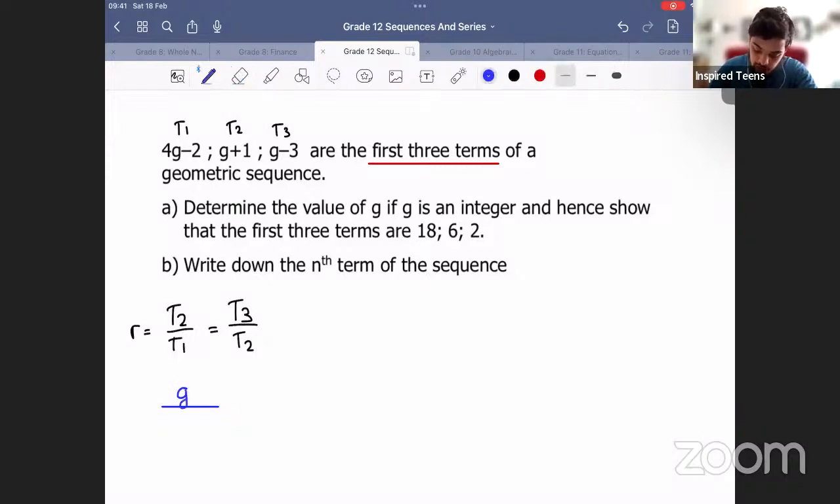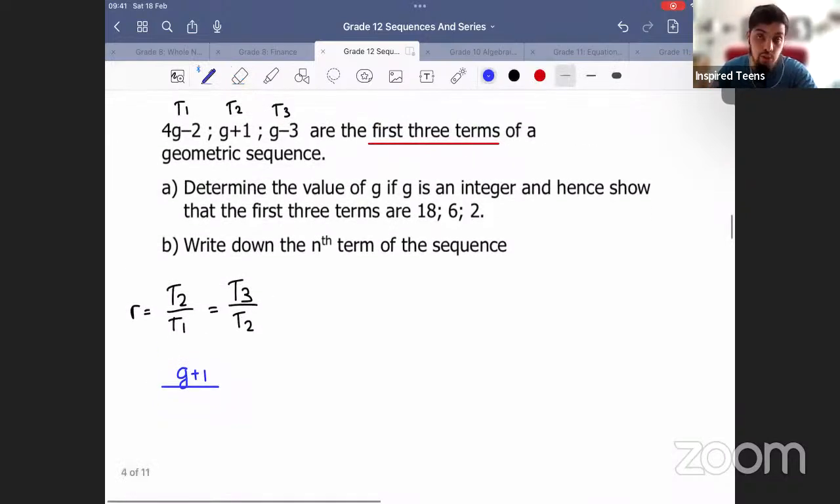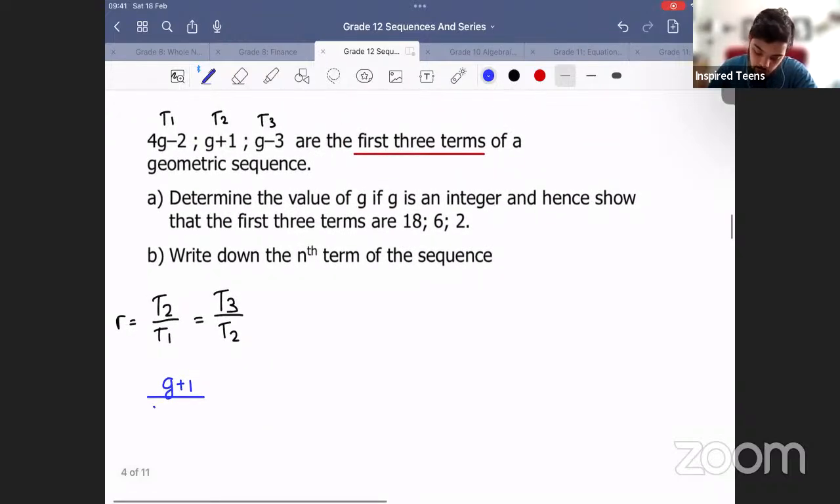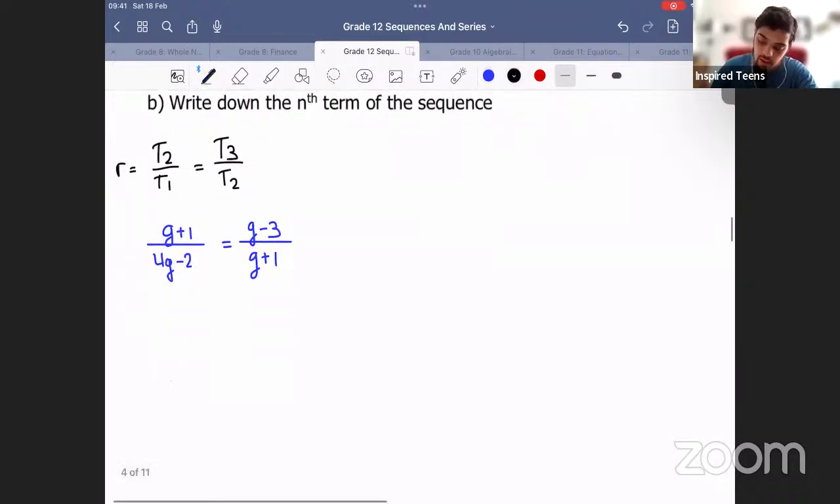T1 is 4G minus 2. T2 is G plus 1. And T3 is G minus 3. How do I solve for this?